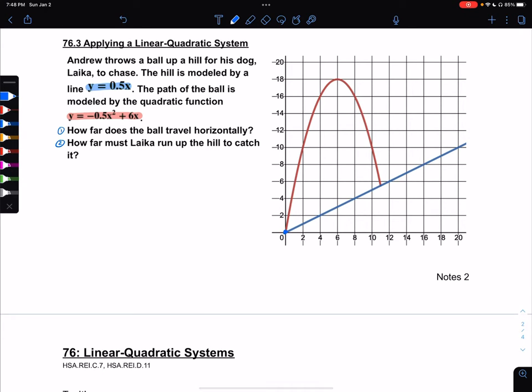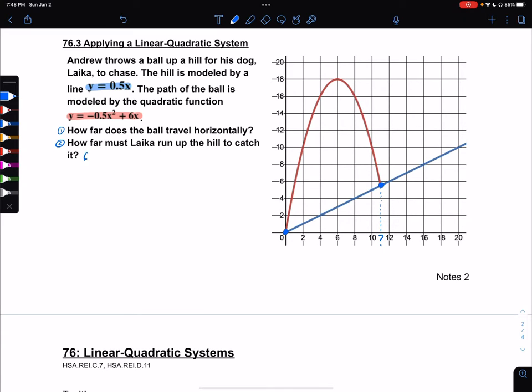So what we're looking for is the intersection points of our quadratic and linear functions. We know the first one is going to be 0, 0, right? That's the bottom of the hill, and that's before Andrew's thrown the ball. And then the second one, we're looking for this x value. Whatever this happens to be, that's going to be our answer to question 1, how far does the ball travel horizontally? We're looking for that value there.